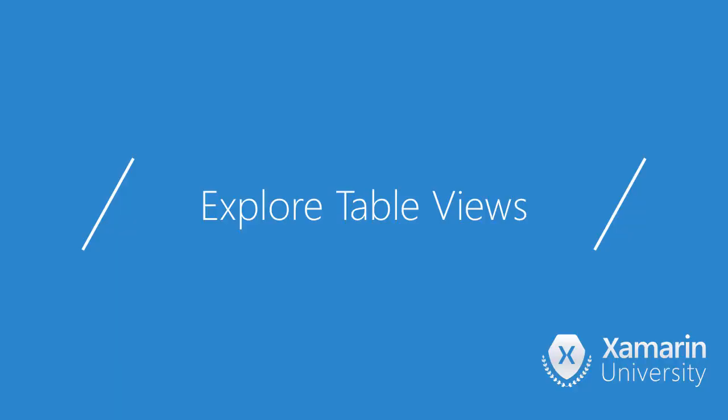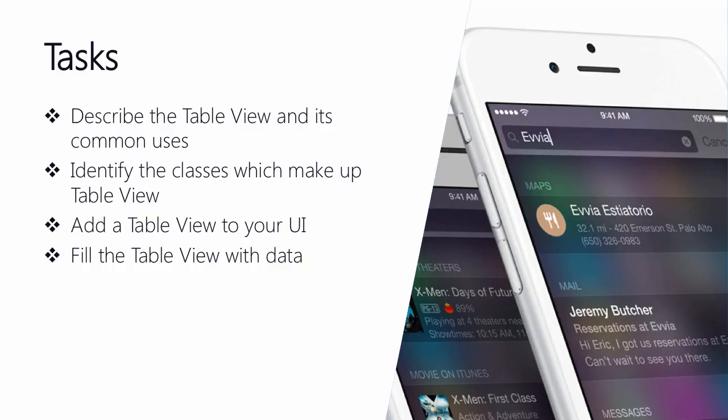So let's get started by looking at what components make up a table view. We've got four things that we want to look at. First, we're going to actually look at the table view itself and the different places that you might see them in iOS applications. Next, we're going to look at the different classes that actually make up a table view inside your application so that you understand how it's integrated into an app. And then we're going to actually add a table view into an application. And then we're going to populate it with data.